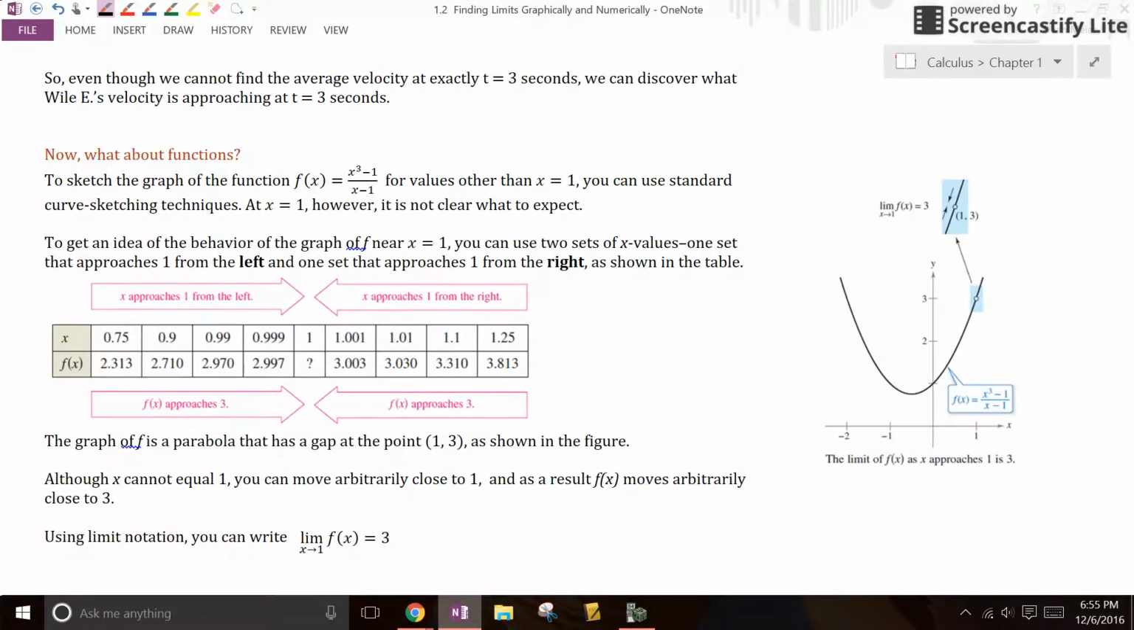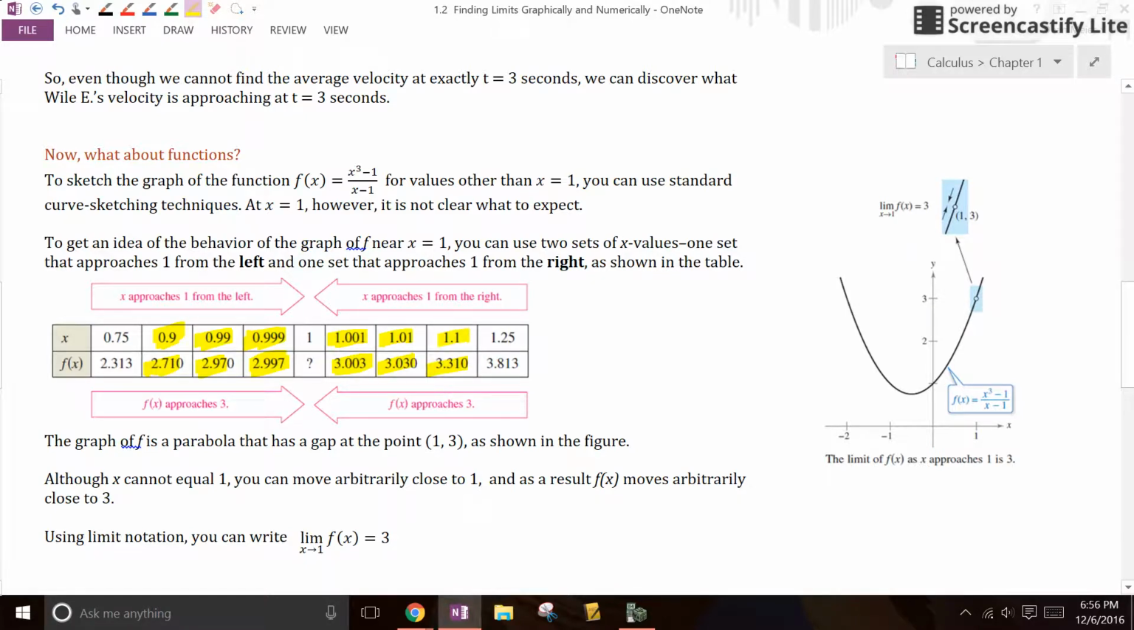I can get really close to 1, like 0.9, 0.99, 0.999, and you can see the y values right here. As I'm plugging in 0.9, I get 2.7. 0.99, I get 2.97. As I plug in 0.999, I get 2.997. At 1, I don't know what it is. But then let's put the other side of 1. At 1.001, I get 3.003.